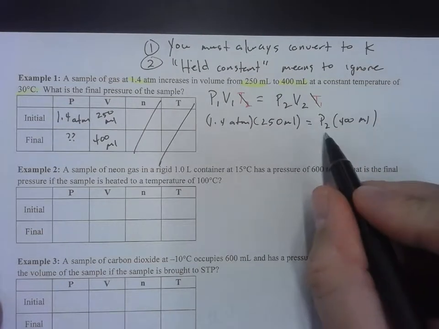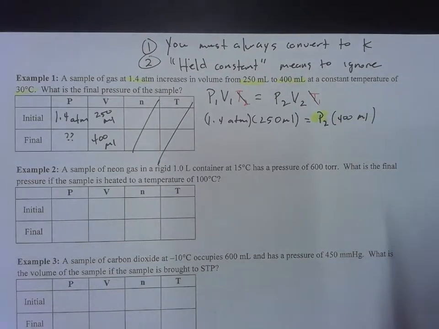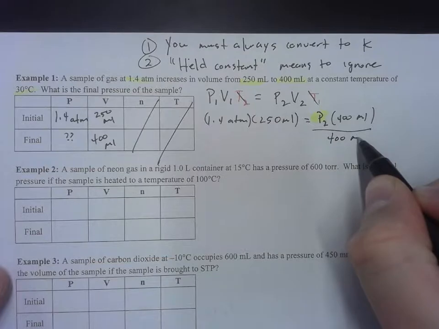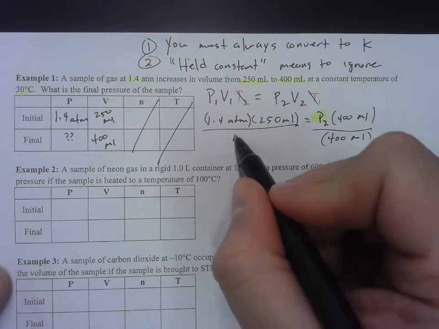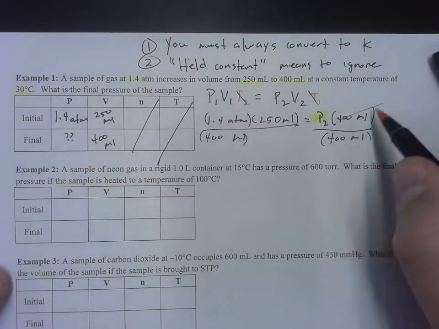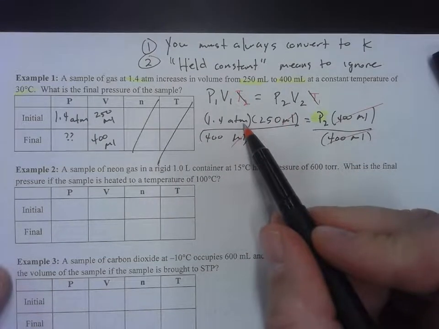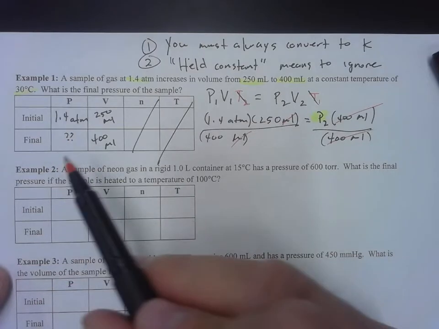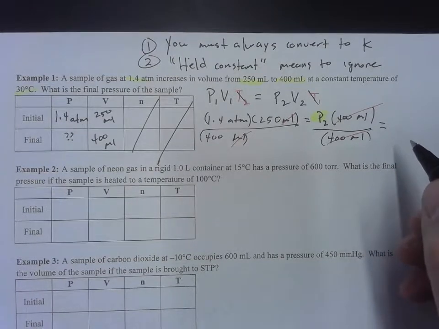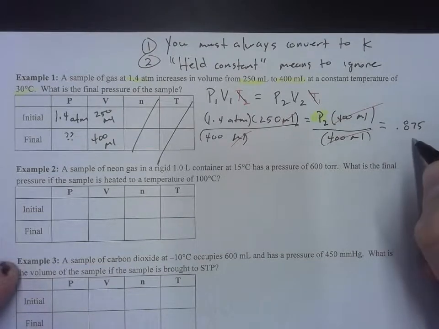Notice now we are solving for P2. So to solve for P2, we have to isolate P2. And we do that by dividing both sides by 400 mils. Okay, and we can cancel this out, and notice the units over here, mils, cancel. That leaves us an atm, which is a unit of pressure, which is what we're trying to solve for. When we do this math, you can do this in your calculator and you should get 0.875 atm.